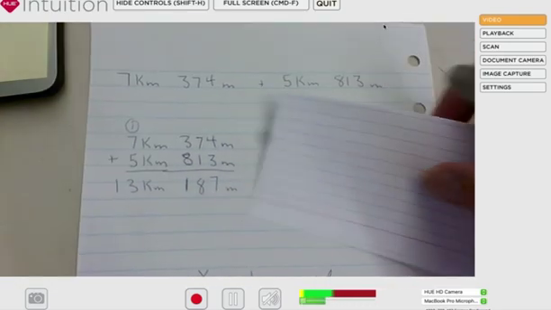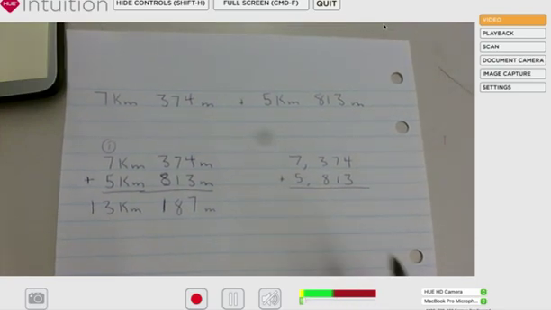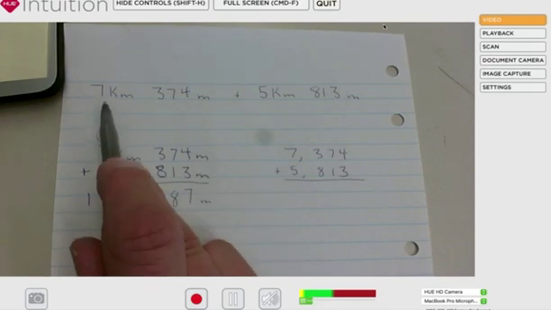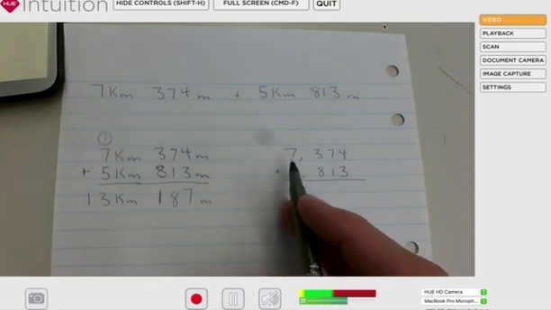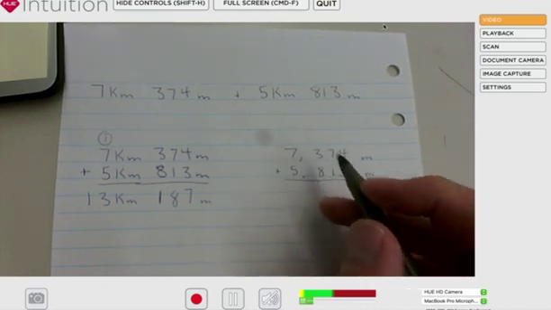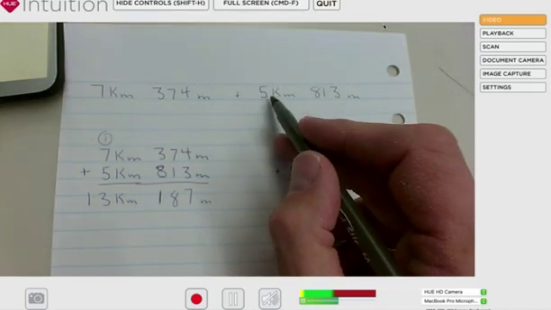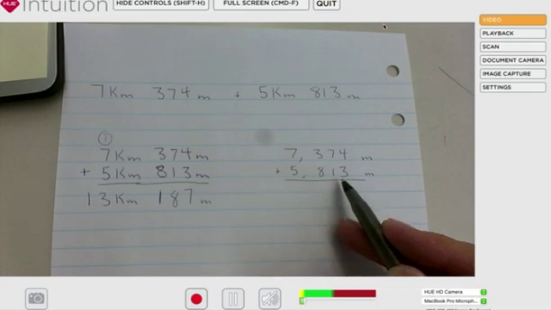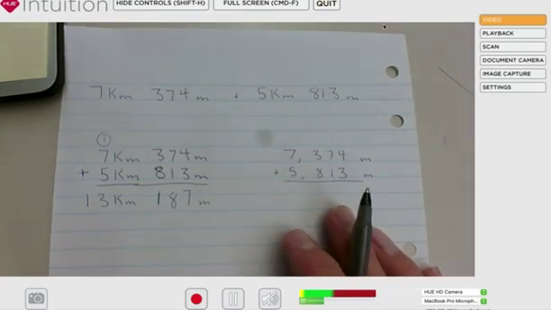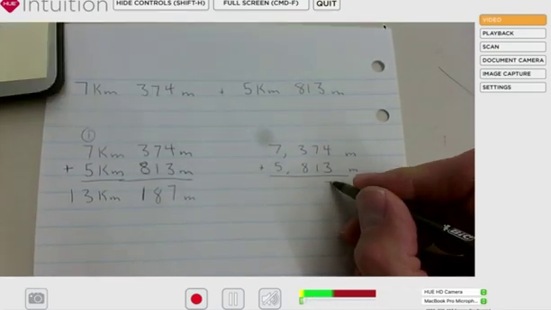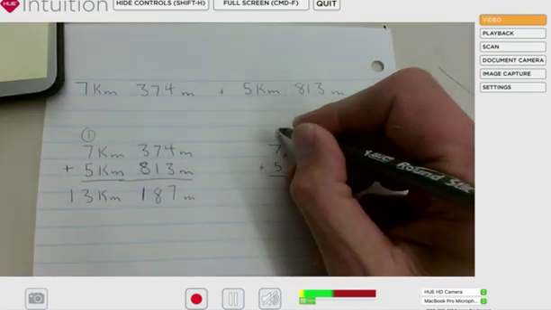However, I've had students in the past who have preferred this method, where you smush them together, because 7 kilometers is 7,000 meters. So these are all meters. 5 kilometers is 5,000 meters. 5,813. The advantage of this is that it looks exactly like the addition that we're comfortable with. The addition is exactly the same.